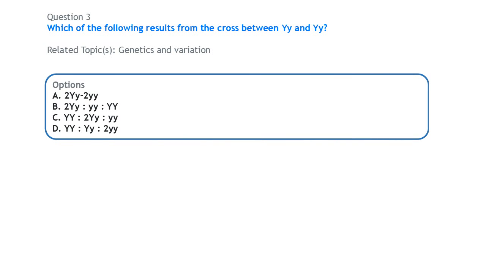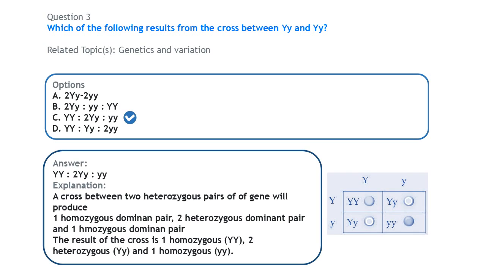Next question on genetics and variation. Which of the following results from the cross between two heterozygous pair of gene? So when we cross this two pair of gene, we can have this dominant gene here crossing with this, together with this, or this recessive here crossing with this. So we are going to have one homozygous pair of dominant gene and one homozygous pair of recessive gene. But then you can also have the dominant gene here crossing with this recessive gene here, and this also crossing with this.